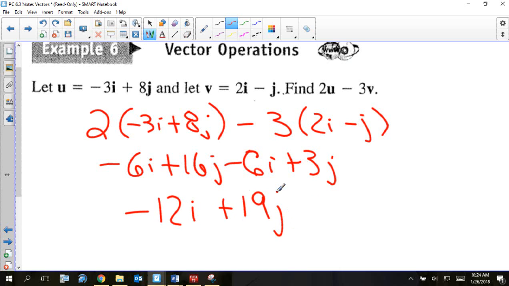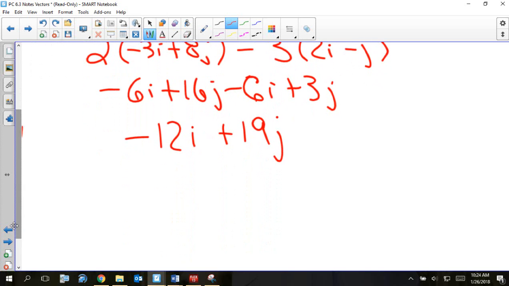Now, if I needed to graph that, because you might have to graph something like that, how would I graph that? I'd rewrite it like that and go negative 12 on the x, 19 on the y. See, this stuff's easy. If you're struggling, then you don't get something and you need to ask questions. I'm not trying to be mean and say you don't get it. I'm just saying, just ask questions.